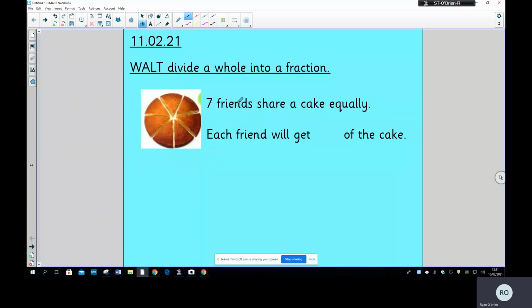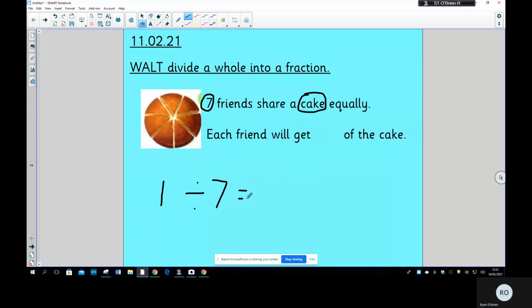So 7 friends share a cake equally. That means they're dividing a cake equally. If it's equal, that means they all get the same amount. There's 7 friends, and they're sharing one whole cake equally. This cake, the whole cake, we know a whole is 1, don't we? And they're sharing it between 7 people. So one whole cake divided by 7.